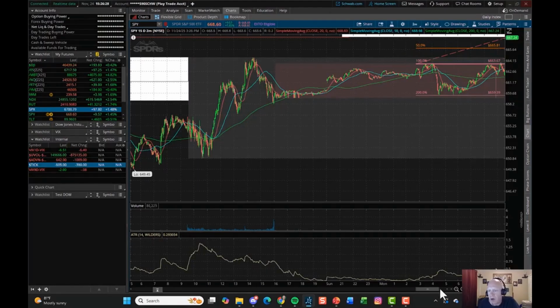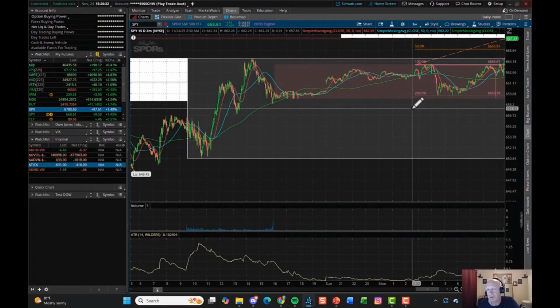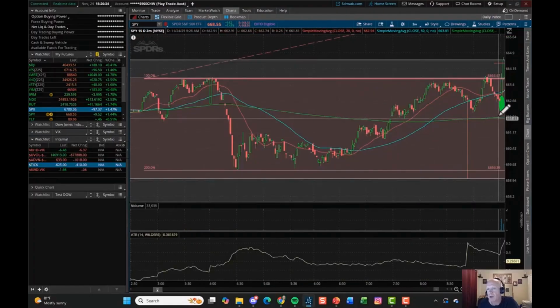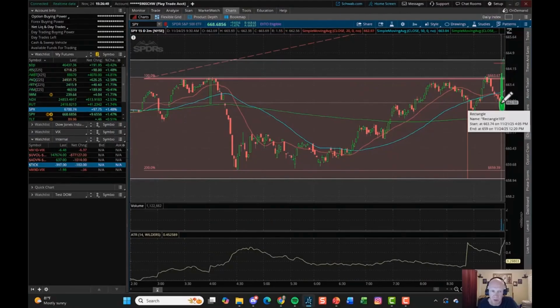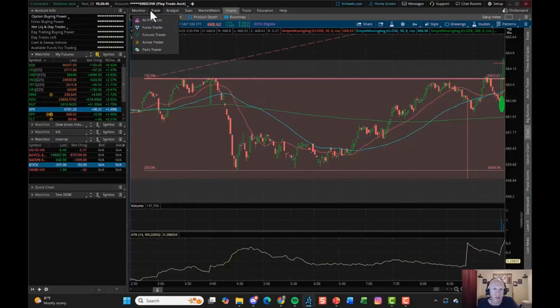So on open, let's just see if we can get to the right candle here. I'm just going to zoom in a little bit deeper. On open here, what I did is I came in and I bought a 0 days to expiration SPY option. It was, let's see, a 663.